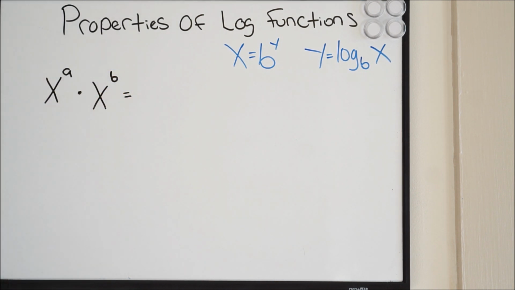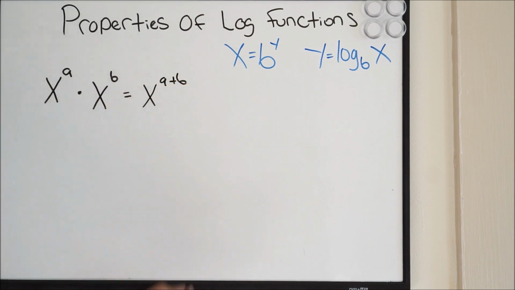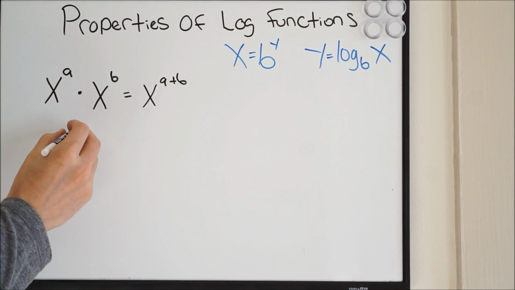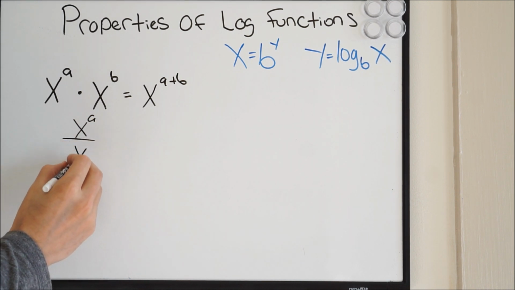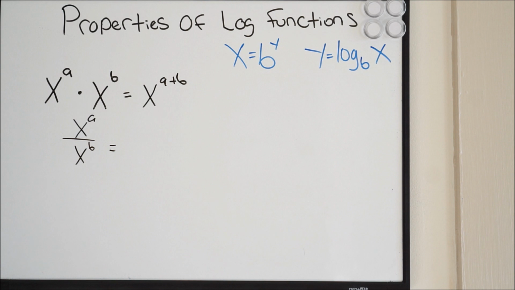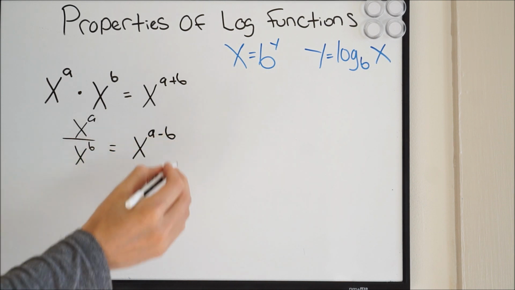Well, based on properties of exponents, we know that if we have the same base and we're multiplying, we're going to add the exponents here. So I can write this as x to the a plus b. Again, this is going back to algebra 1, okay? Well, what if we divide, right? If I do x to the a divided by x to the b, well, in this case, we're going to subtract. Again, they're the same base, so we can do this, x to the a minus b.